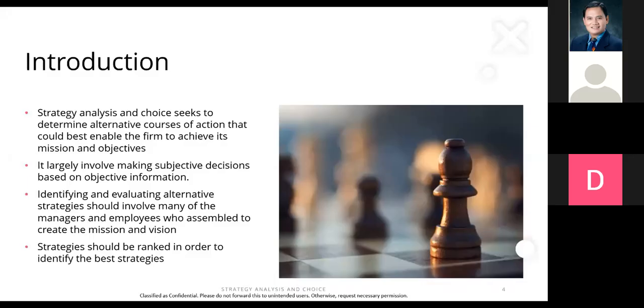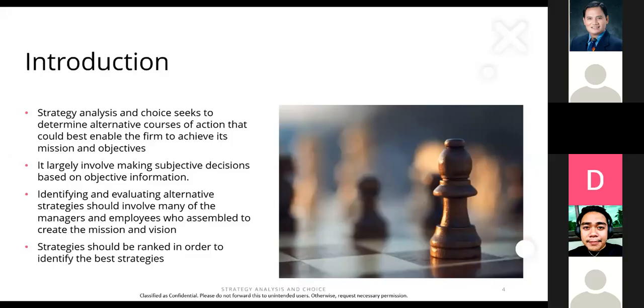Identifying and evaluating alternative strategies should involve many of the managers and employees who assembled to create the mission and vision. Representatives from each department and division of the firm should be included in this process. Involvement provides the best opportunity for managers and employees to gain an understanding of what the firm is doing and why, and to become committed to helping the firm accomplish its objectives. The strategies should be ranked in order of attractiveness by all participants, resulting in a prioritized list of best strategies that reflects the collective wisdom of the group.